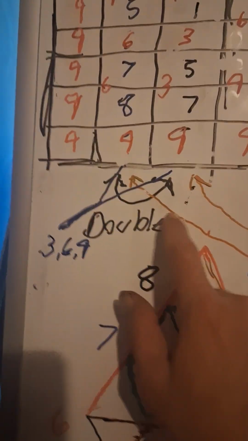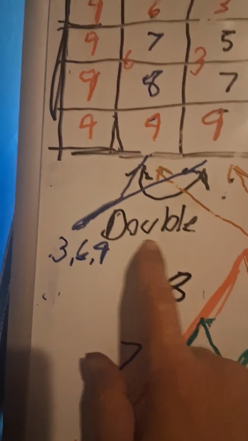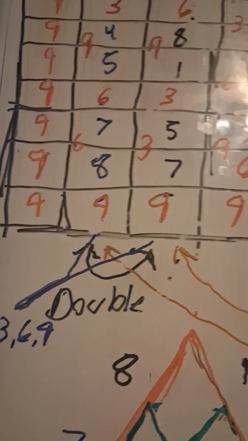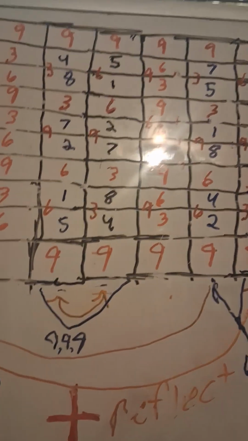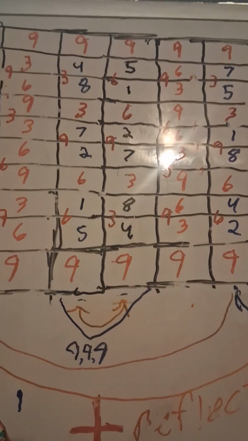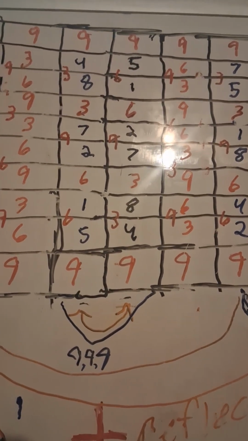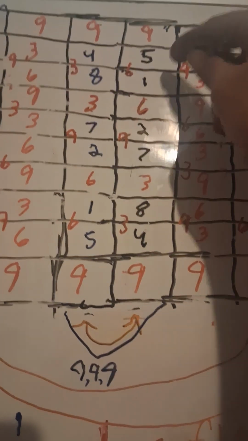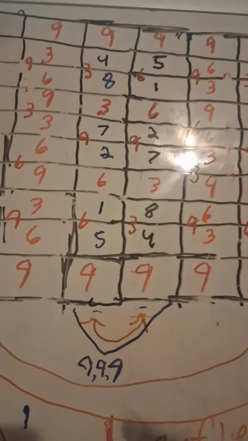Now, let's look at these. So these numbers double each other, and they also come to 3, 6, and 9, which we discussed all the way down. Now we get to these, the middle numbers. This is 4 and 5. If you notice, they all equal 9. Every two numbers equals the digit of 9.